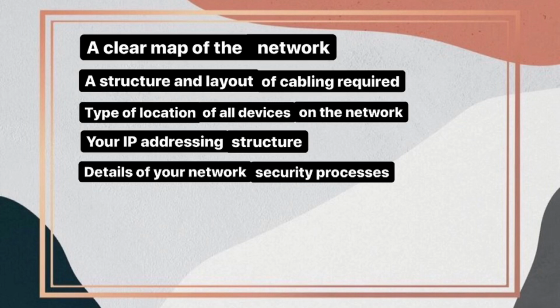So a well-designed network can bring increased operational efficiency, and network design is a task that is usually performed by network designers like IT administrators and other related employees. There are a number of details your network infrastructure design should show. This includes, number 1, a clear map of the network. Number 2, the structure and layout of the cabling required. Number 3, the quantity, type, and location of all devices on the network. Number 4, your IP addressing structure, and lastly, details of your network security, architecture, and processes.